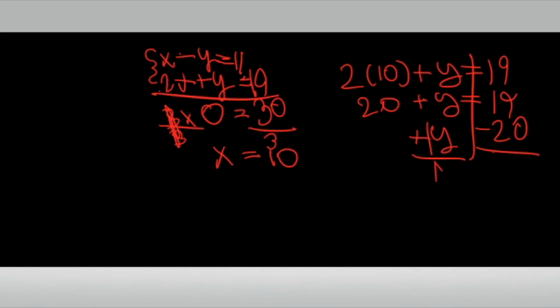So the negative 20 plus 19, that's going to be negative 1. So negative 1 divided by 1. See? We divided the whole thing by this 1, and y equals negative 1. Now we have our solution to the system. See? x is 10 and y is negative 1.